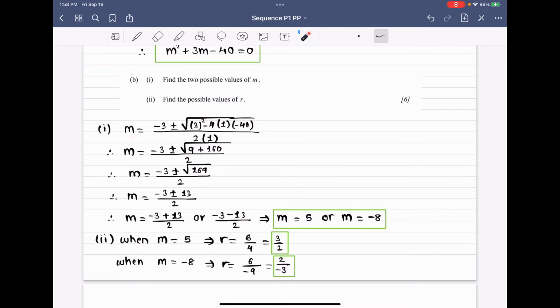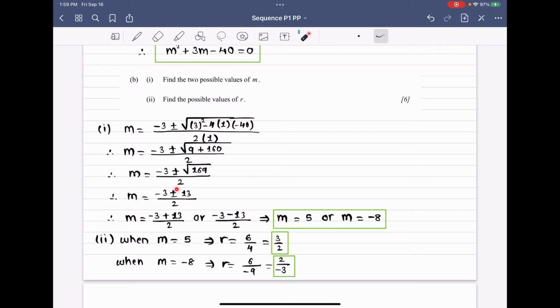I'm using the same formula, m instead of x. m is equal to minus b, that is negative of 3, plus or minus square root of b squared, so 3 squared, minus 4 into 1 into minus 40, divided by 2 times a, that is 2 times 1. So negative 3 as it is, square root of 3 squared is 9, negative 4 into 1 into negative 40 is positive 160. 9 plus 160 is 169, so root of 169. Square root of 169 is 13.